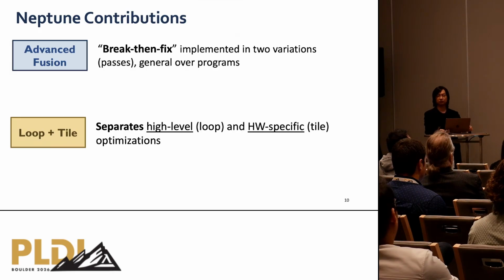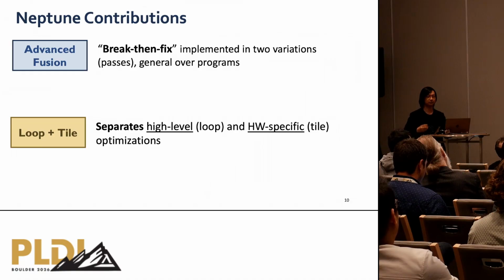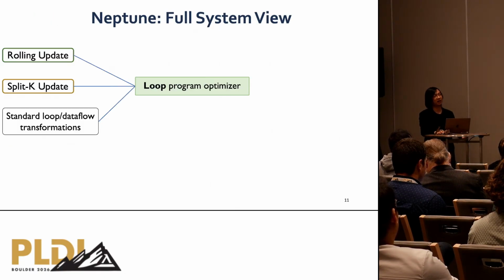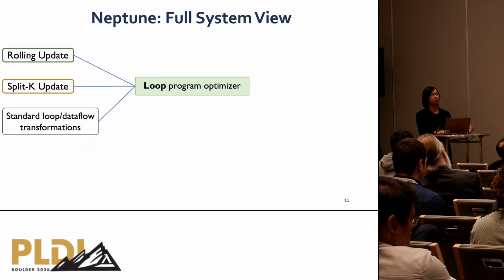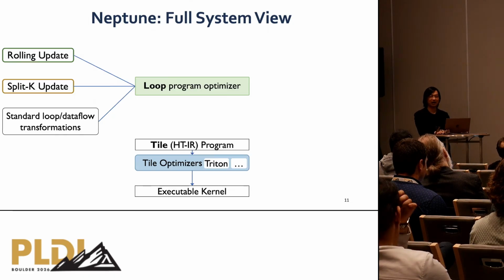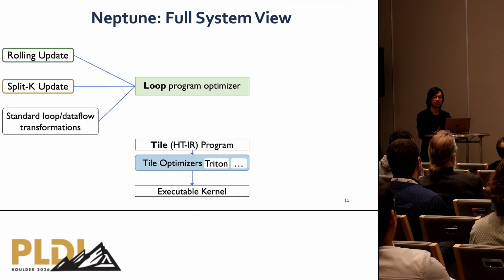And there's more. Neptune has a special design where the optimization pipeline is 2-staged. There is a loop IR, which is the higher level IR for high-level optimizations, just like our advanced fusion. And there is a tile IR on the bottom that is for the more hardware-specific optimizations. This is perhaps easier to see in a full system view of Neptune. Advanced fusion works on loop programs. It is in the loop optimizer as well as many other loop transformations.